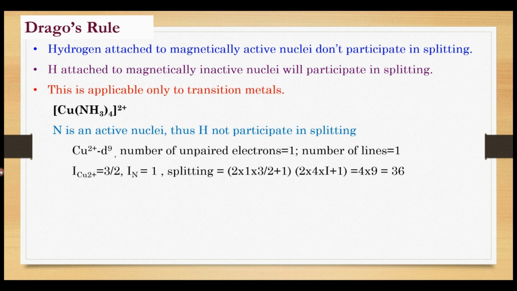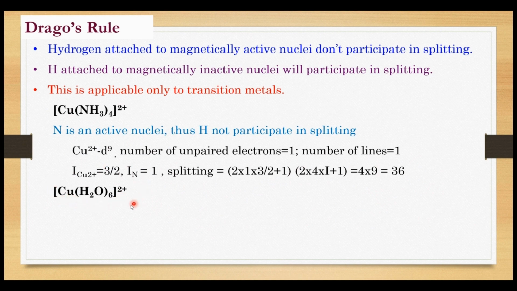Here nitrogen is an active nuclei, so hydrogen will not participate in splitting. So here copper 2+ contains one unpaired electron, so number of signal will be 1, and the splitting will be caused by both copper and nitrogen. Here hydrogen will not participate in splitting, and we are getting a value of 36, that is the number of signals. Clear? Next we can consider another example, that is Cu(H2O)6 2+.